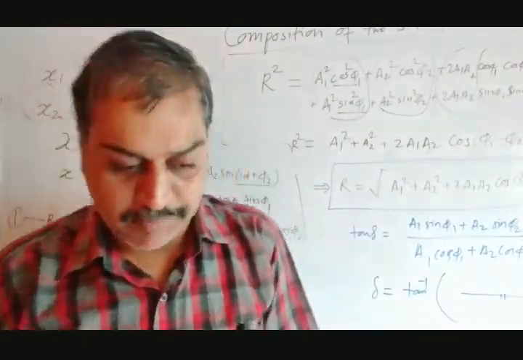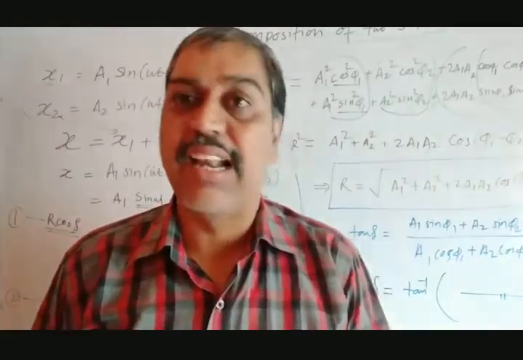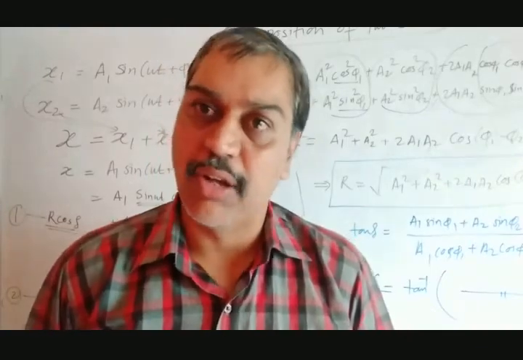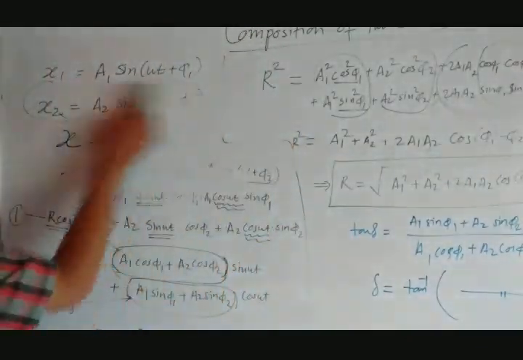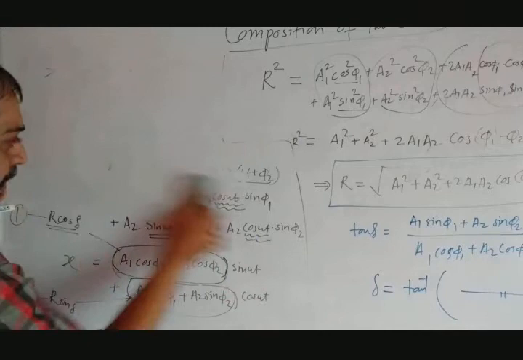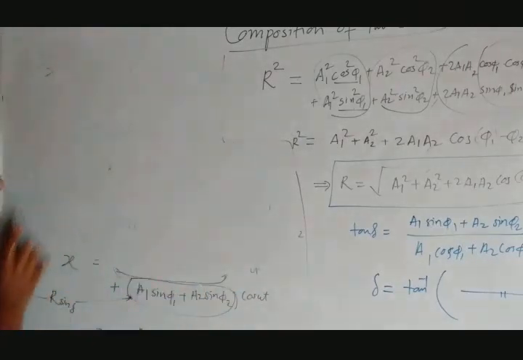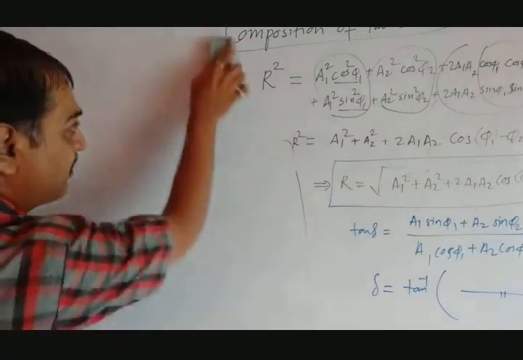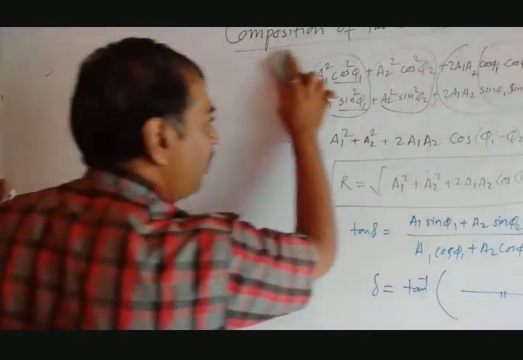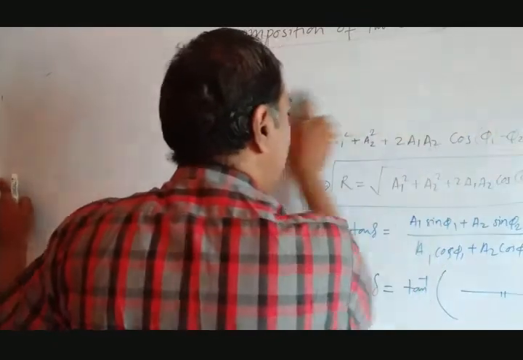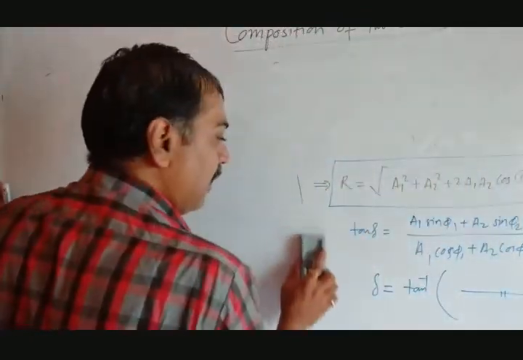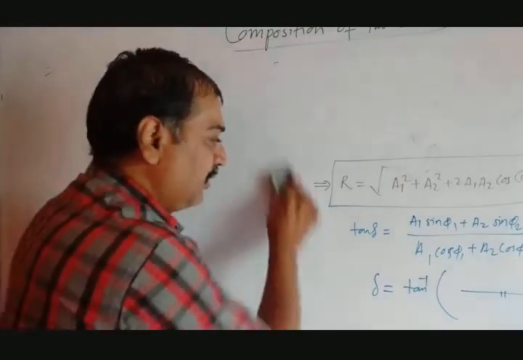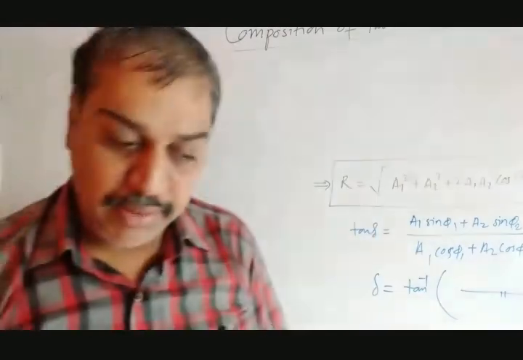Now let's go further. Small special cases are required. Within 5 minutes we will solve those cases and we will stop here. So let's start with the special cases. What are the special cases here? There are 2 to 3 special cases we will try to solve. We are interested here only in the amplitude, and delta also, suppose. From this amplitude we have to write the special cases.